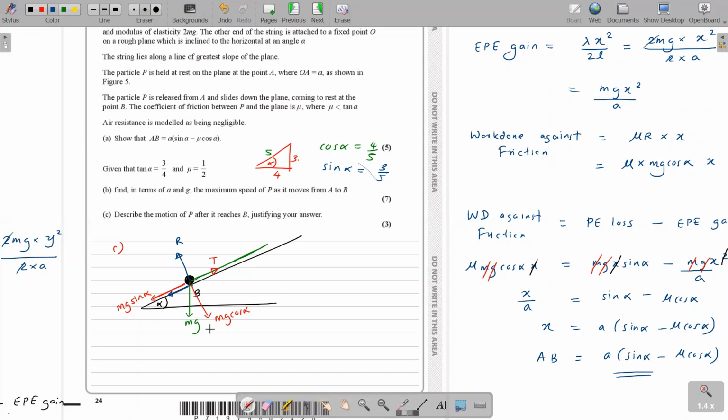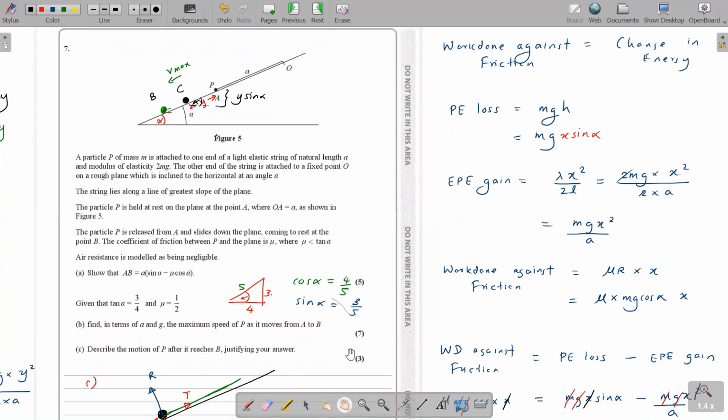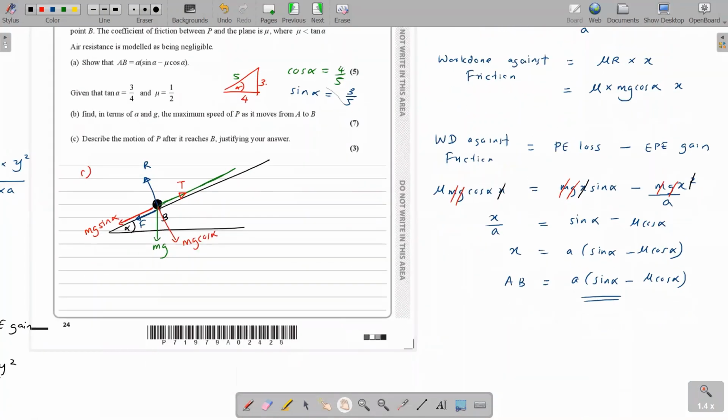Okay, so let's get the tension value. Tension is lambda x over l, but first of all, we need to calculate the x value, which is the AB length. So input the value of sin alpha and mu cos alpha into AB. AB equals a times sin alpha, which is 3 over 5 using the equation in part A, minus mu, which is half, times cos alpha, 4 over 5. Can I have how much is the AB length?